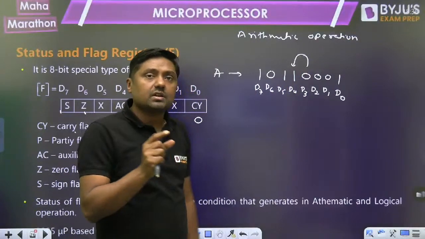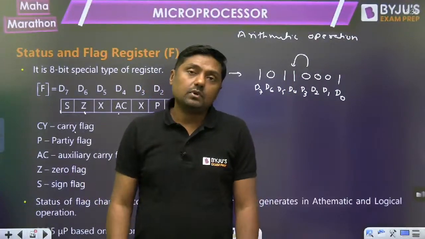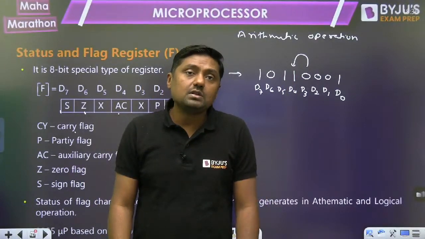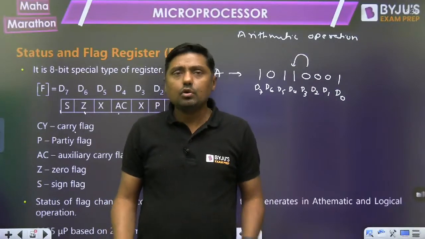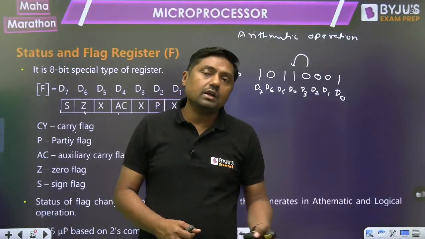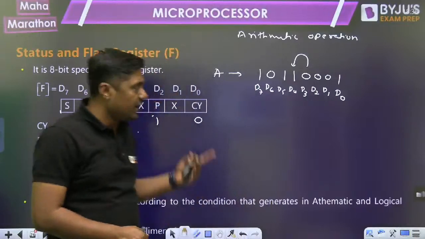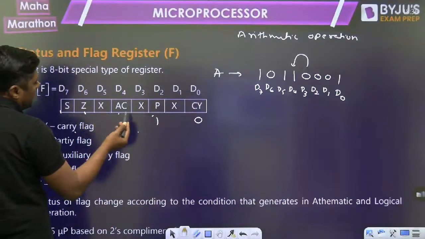Then we can say the auxiliary carry flag will be set, but we have no idea because the arithmetic operation is not given, so we can't say about the auxiliary carry flag. So the auxiliary carry flag we can't decide.